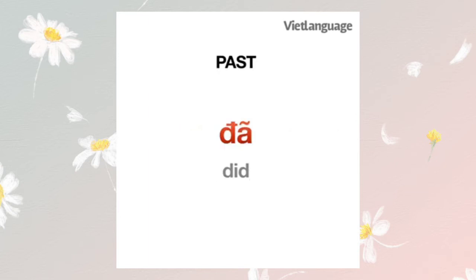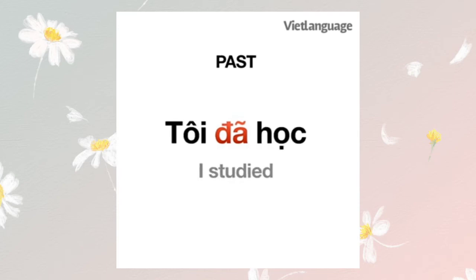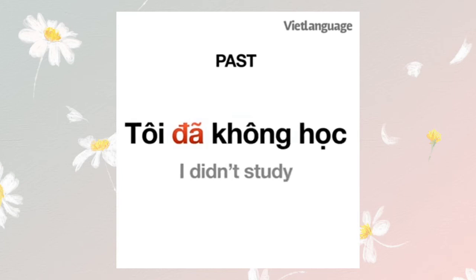In the past tense, we have the word đã, that means did. Đã. I studied. Tôi đã học. The negative expression of this is I did not study. Tôi đã không học.